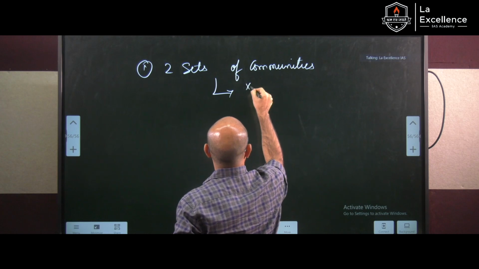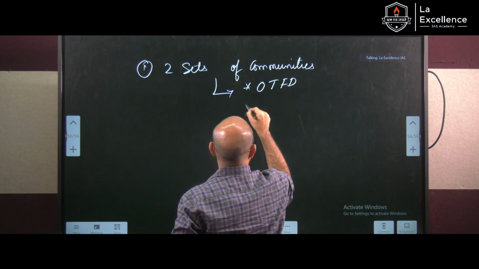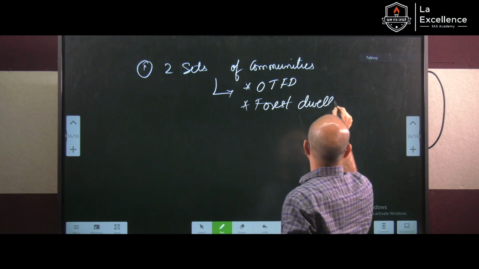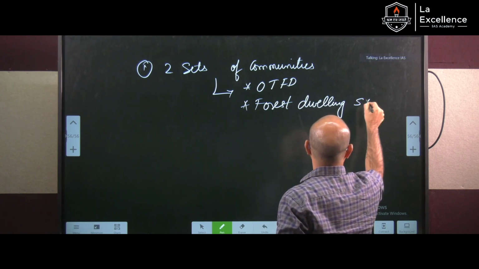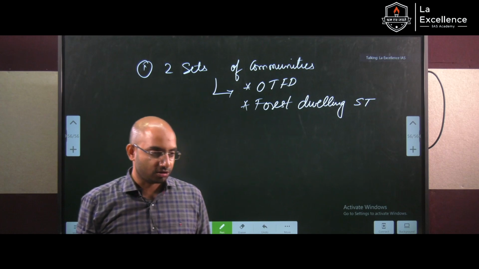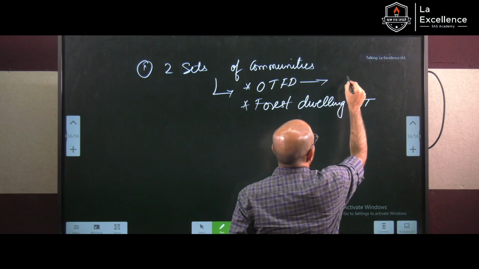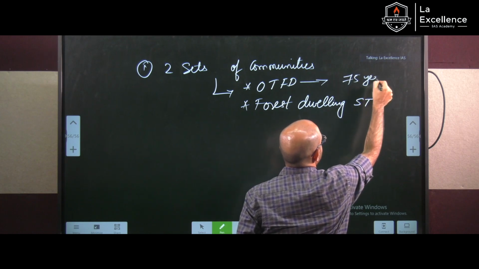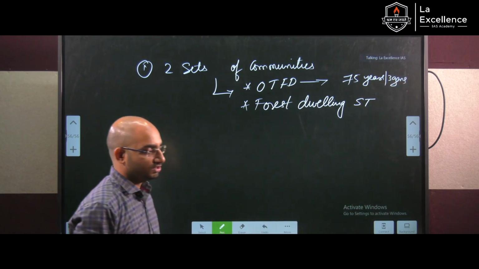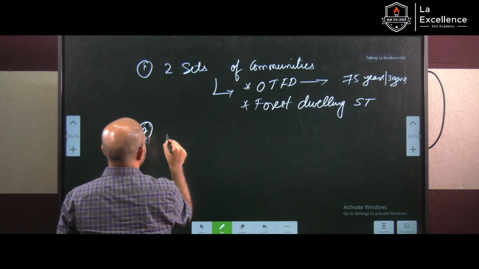Who are these two sets of communities? One is forest dwelling scheduled tribe. Second, we also have something called OTFD or other traditional forest dwellers. Other traditional forest dwellers are those who have lived up to at least 75 years or 3 generations in forest. Then you have forest dwelling ST. So both these groups are given forest rights, and they are given four sets of forest rights.